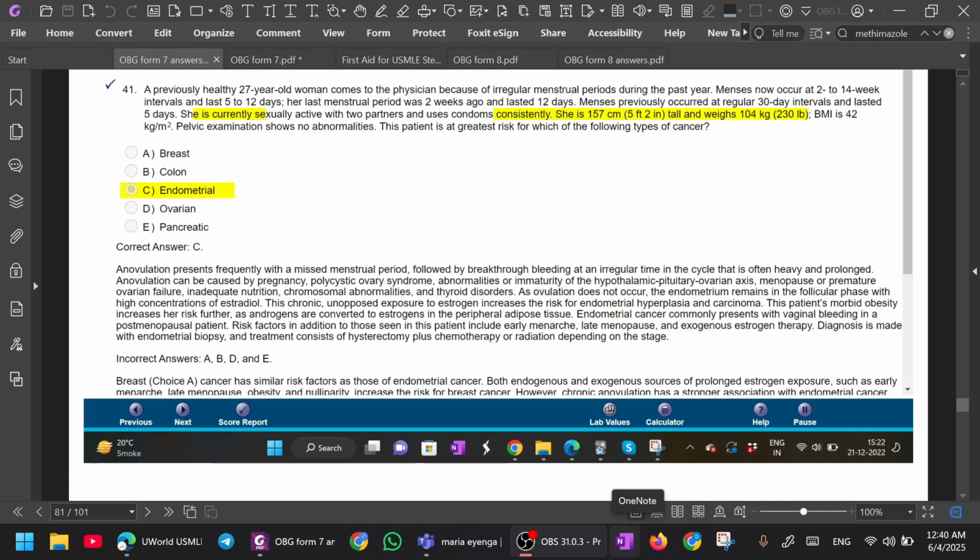And it's not ovarian cancer. Classically it presents indolently in an older postmenopausal female with weight loss. Risk factors for the development of ovarian cancer include BRCA1, BRCA2, old age, nulliparity, early menarche, late menopause. This patient's chronic anovulation and obesity put her at greater risk for endometrial cancer rather than ovarian cancer.